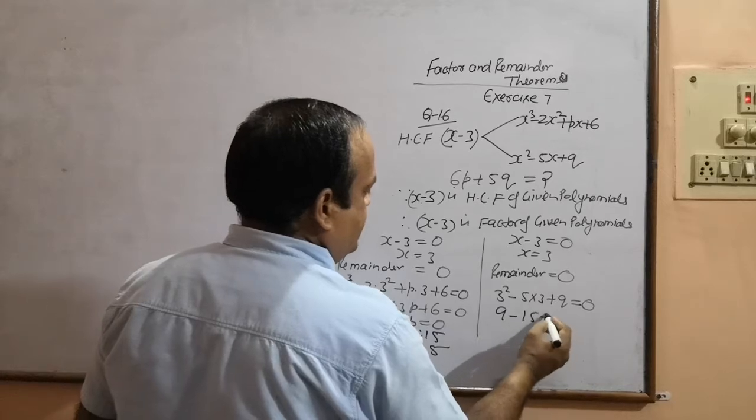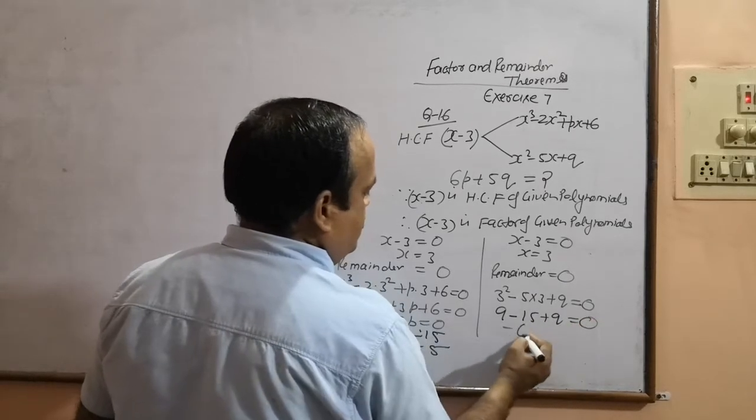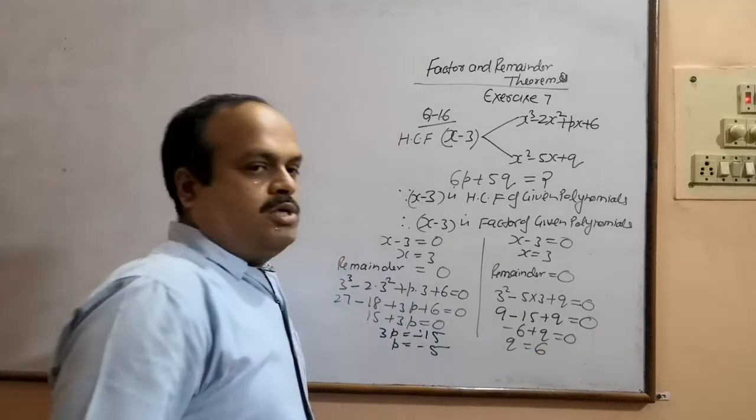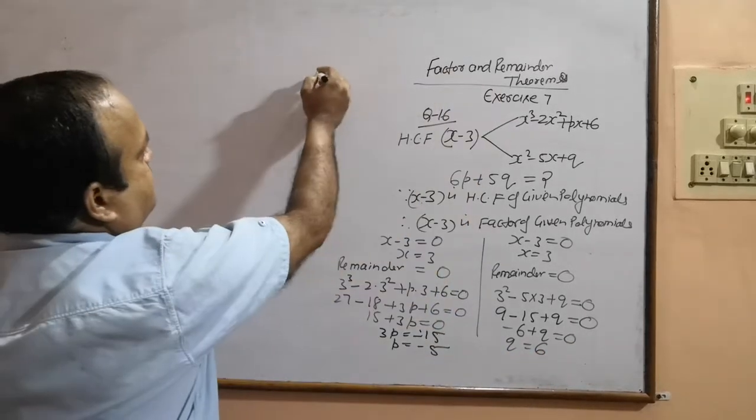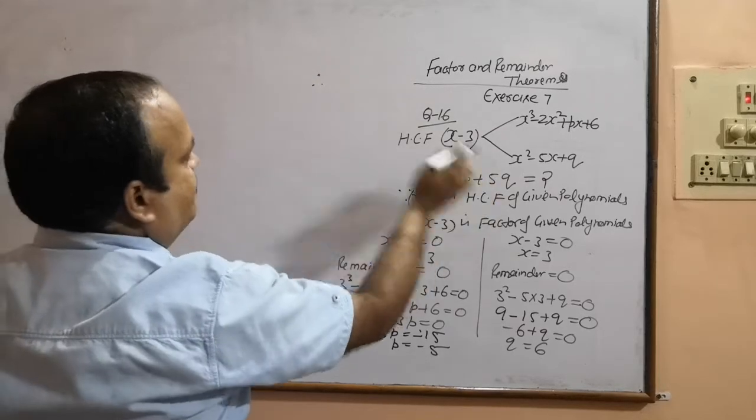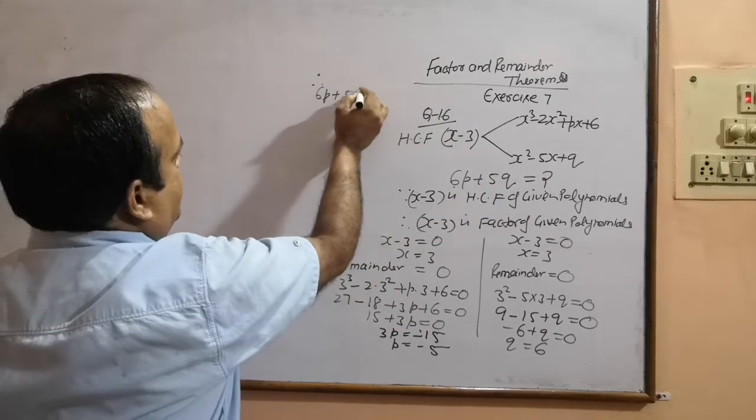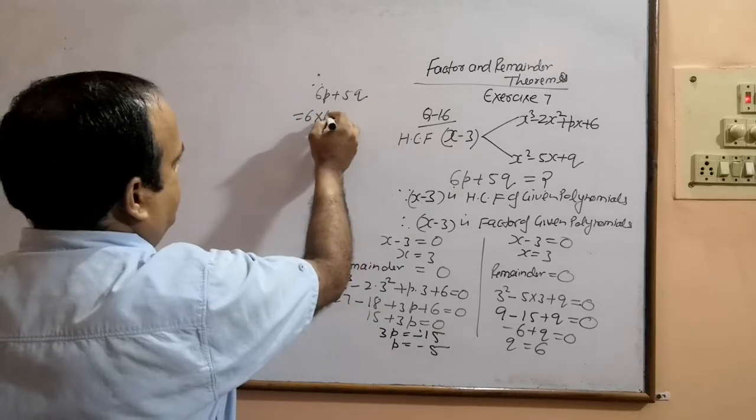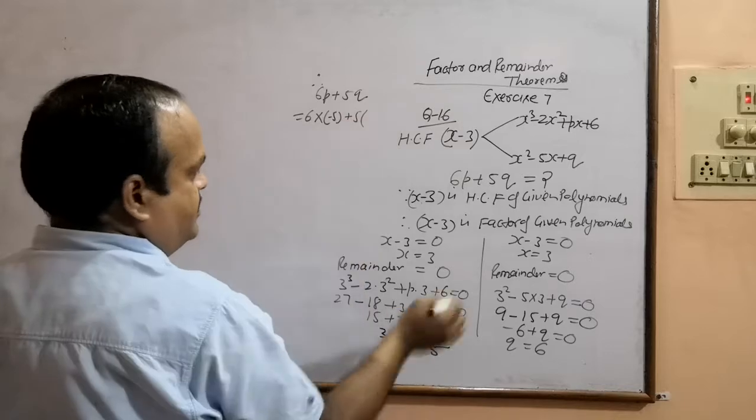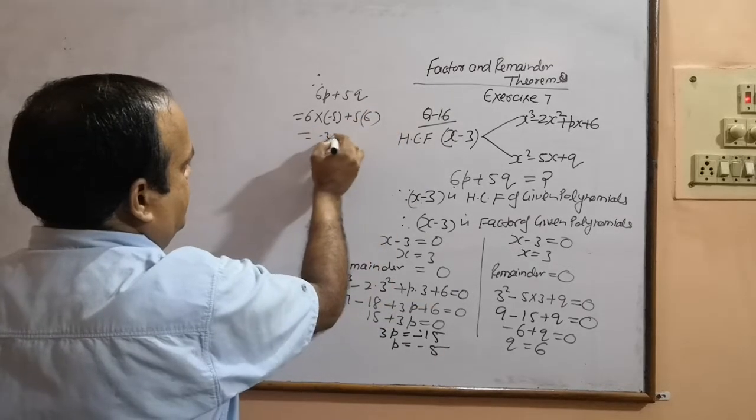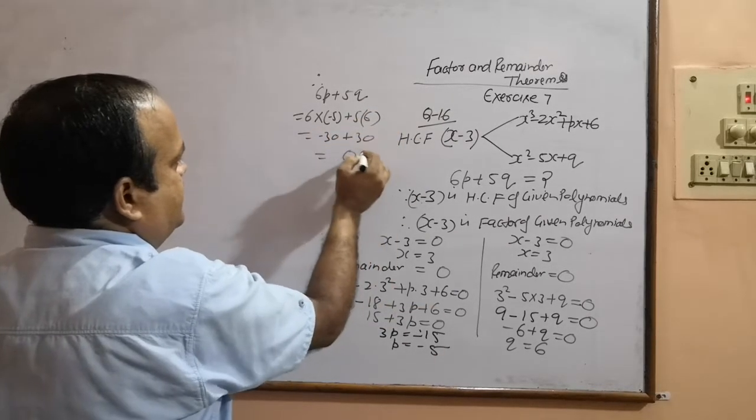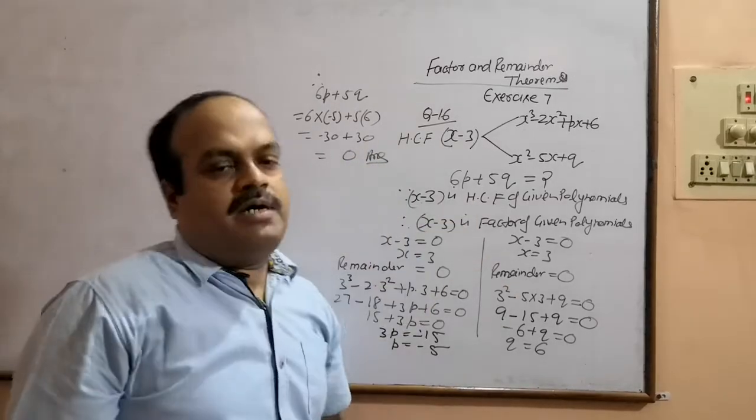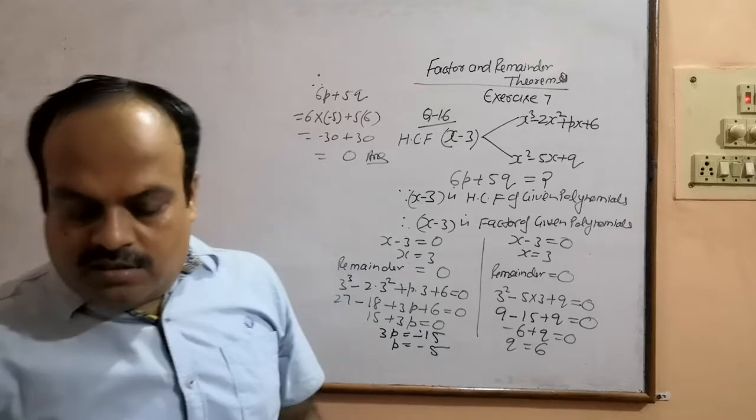9 minus 15 plus q equals to 0. Minus 6 plus q equals to 0. Q equals to 6. Therefore 6p plus 5q equals to 6 into minus 5 plus 5 into 6, minus 30 plus 30, 0. So the value of 6p plus 5q is 0.